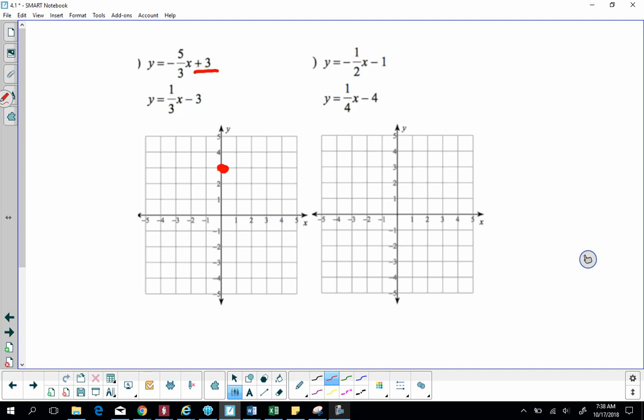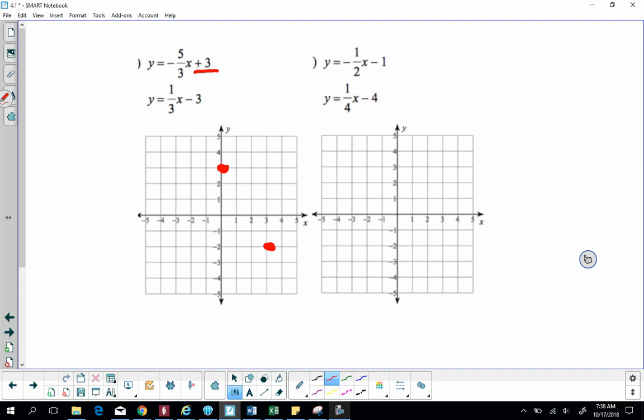Then, since it's negative, am I going down or up? Down. So I go down 5 from this point, 1, 2, 3, 4, 5, over 3. And I'm always going to the right. Make sure it's rise over run. So it's down 5 over 3.